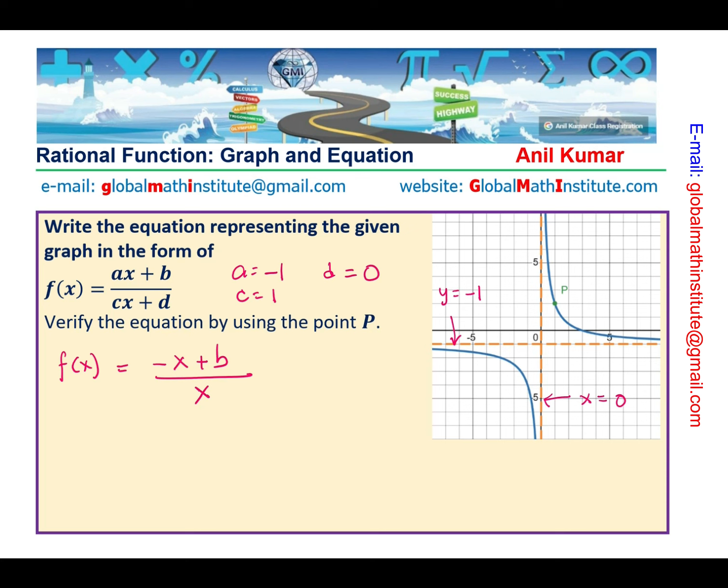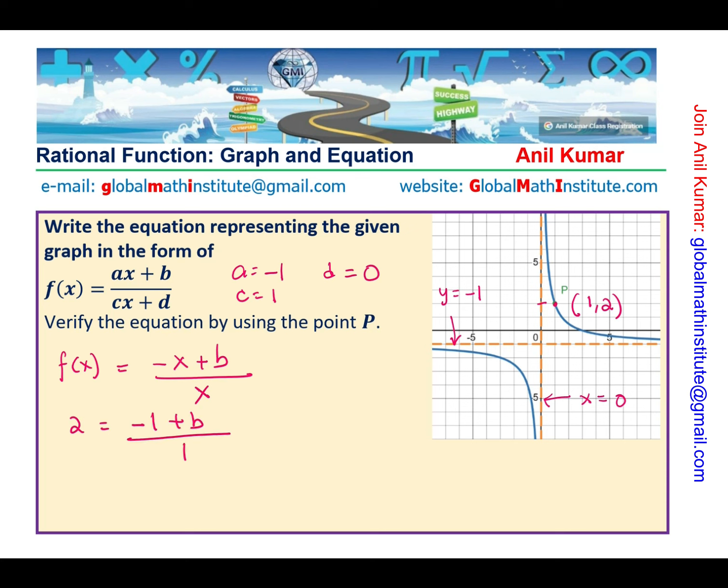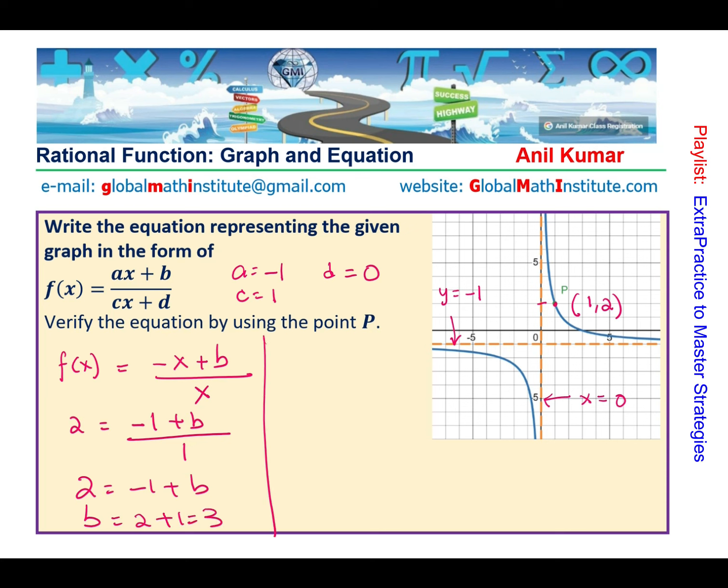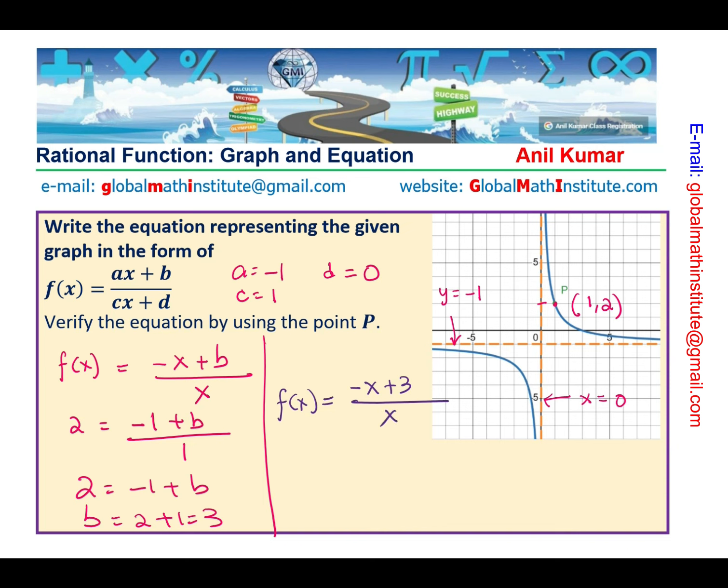Now to find the value of b, we are given a point P, which is right there. For x equals 1, the y value is 2. So we'll write 2 here, minus 1 plus b over 1. So basically, we are given 2 equals minus 1 plus b, or the value of b is 2 plus 1, which is 3. And therefore, we can write down our function. So the function f of x is minus x plus 3 over x. Makes sense. So that is how we are going to write our equation.